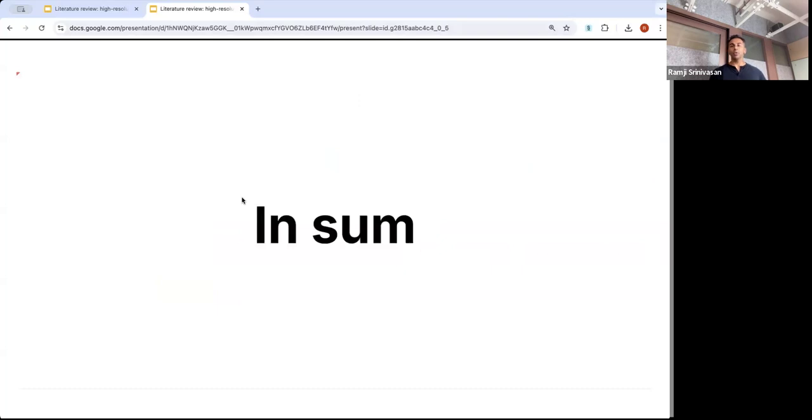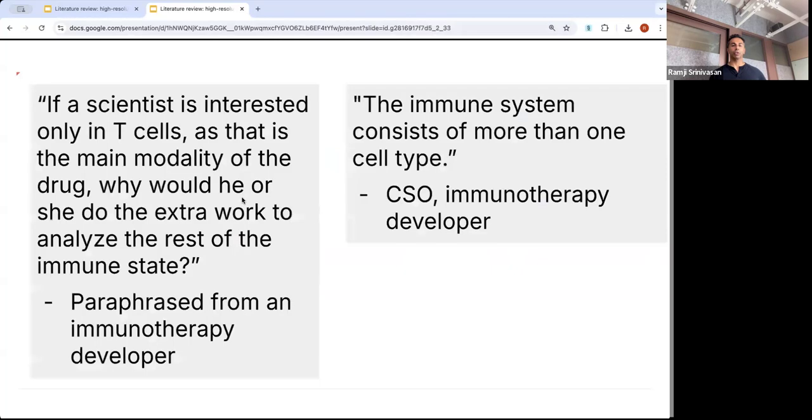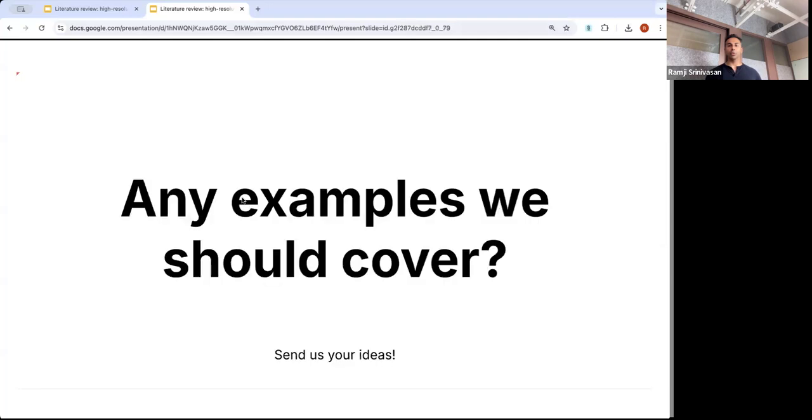So in sum, we set out to try to answer this question, which is the drug developer's question: if a scientist is interested only in T cells, as that's the main modality, why would he or she do the extra work to analyze the rest of the immune state? And the somewhat glib and funny answer is from another CSO who said this, which is the immune system consists of more than one cell type. So hopefully that gives you a quick tour.